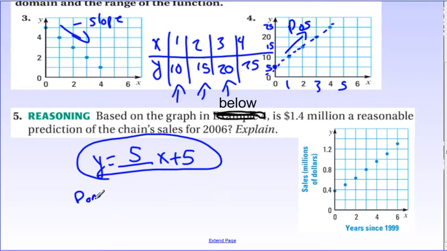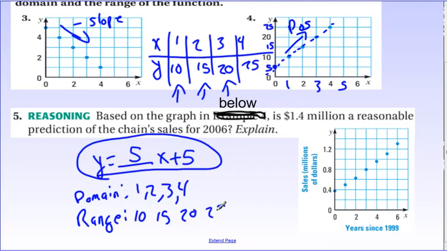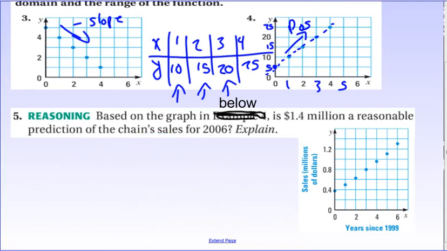Domain, range. Domain here are the x values, 1, 2, 3, and 4. Range are the y values, 10, 15, 20, and 25. This is number 4. And make sure you got it, because I'm going to erase this part here to do number 5. 3, 2, 1, gone.